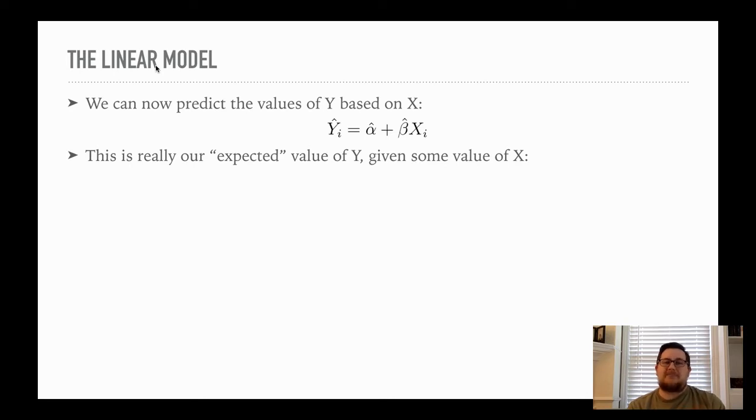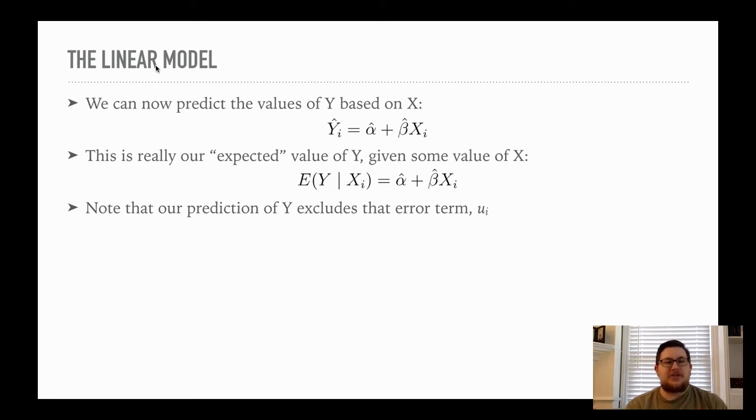So this is really our expected value of Y given some value of our independent variable X. That's all that means, right? Expected value of Y given, that's what that vertical line means, given X_i, is equal to alpha hat plus beta hat X_i. That's all that means. Okay, so that's what we talk about when we talk about linear predictions. You can predict a value of Y with some new variable value X. Okay? Now, note that our prediction of Y excludes that error term, because in a prediction, we don't know what the error is going to be. It's going to be random.